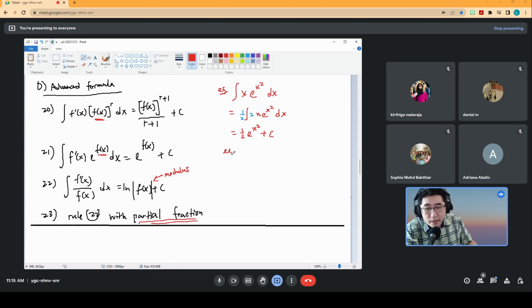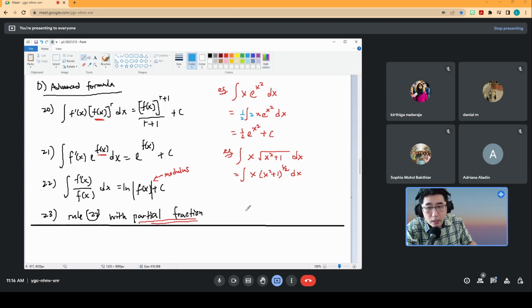Okay, let's say I have x times the square root of x squared plus 1. We will have x times (x squared plus 1) to the power half. From here, we can use rule 20 to recognize the form: f(x) is x squared plus 1 and the power r is half. Differentiate of the inside, I'm supposed to get a 2x.